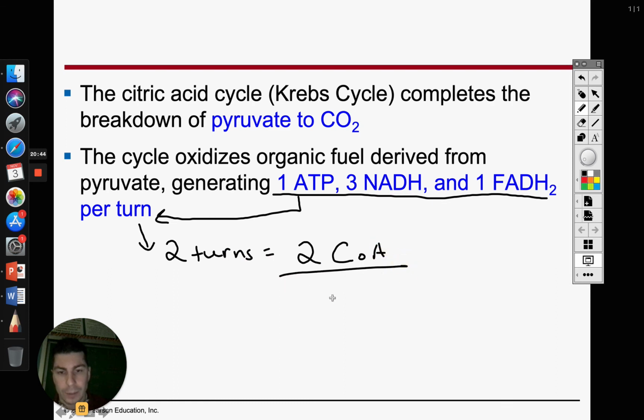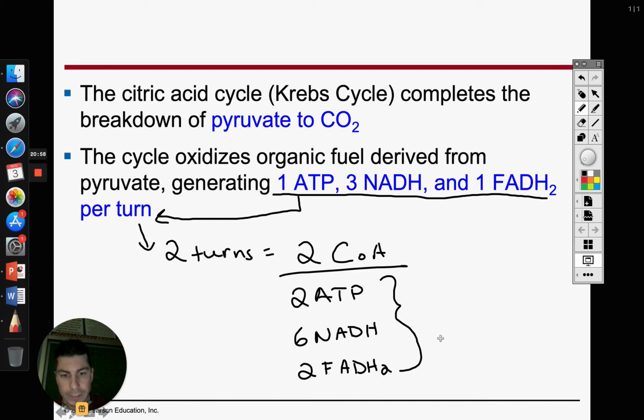So in reality, our products of the Krebs cycle are going to be 2 ATP, 6 NADHs, and 2 FADH2s. These are our products of the Krebs cycle, and that is per, if we want to go all the way back from glycolysis, our 2 pyruvates being converted into 2 coenzyme A's.